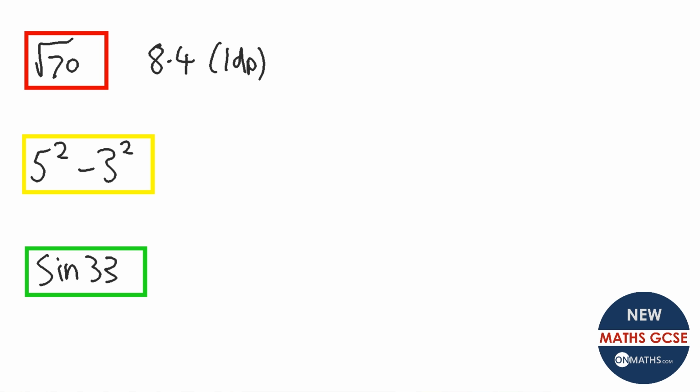This time I've got to do 5 squared take away 3 squared. Now 5 squared is 25, 3 squared is 9, so it's 25 take away 9, which is 16.